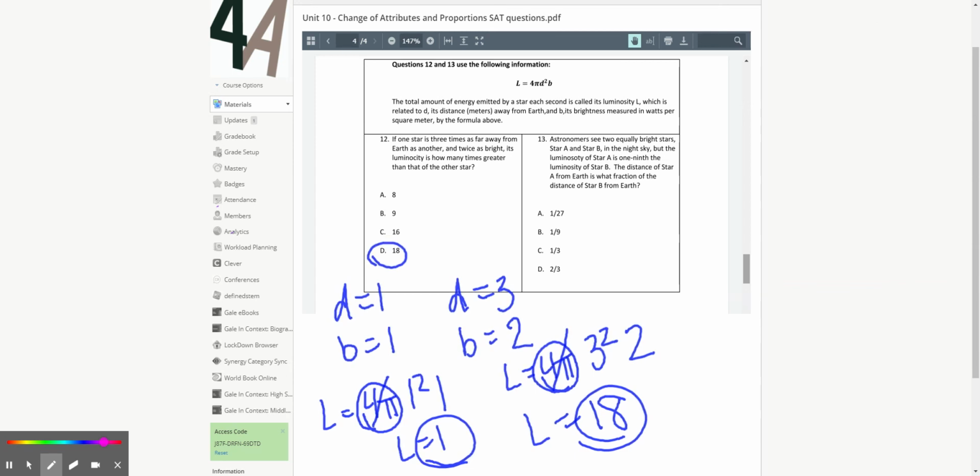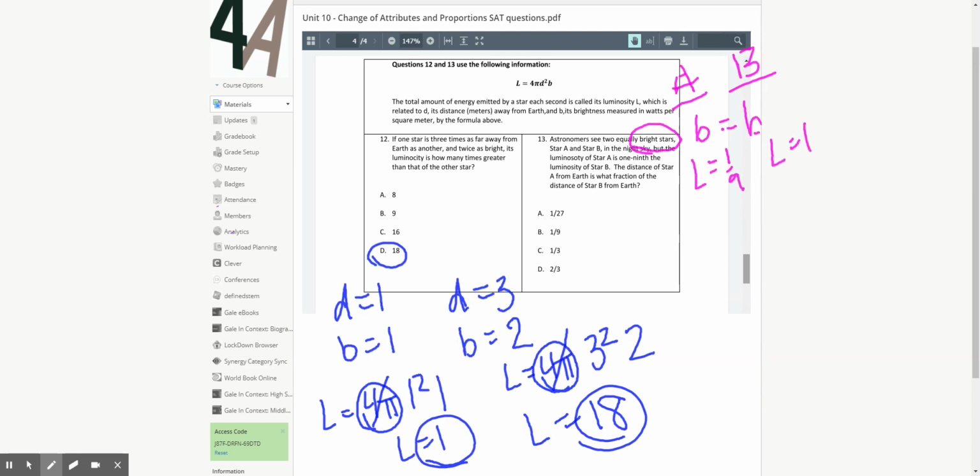Astronomers see 2 equally bright stars. So brightness is equal. Brightness 1 equals brightness 2 in the night sky, but the luminosity of star A, so this is star A, this is star B. The luminosity of star A is 1/9 the luminosity of star B. The distance of star A is what fraction? So distance is what we're looking for.